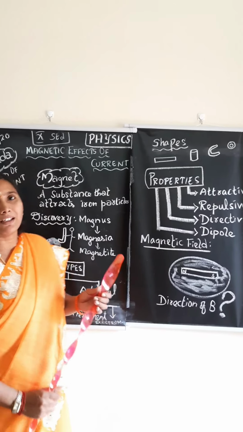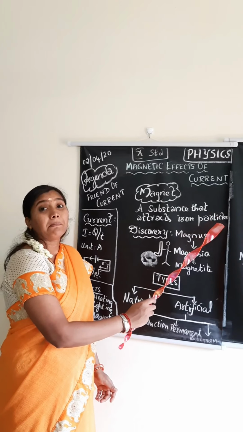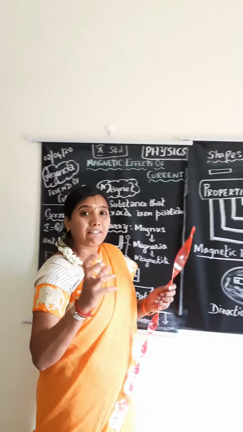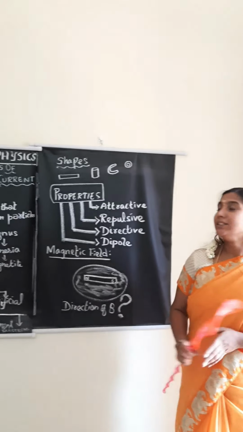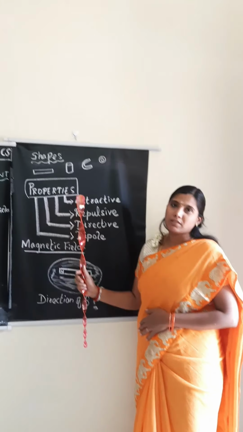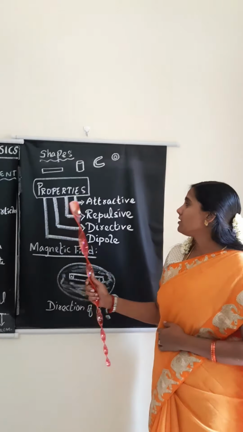So what is a magnet? We have already seen a substance that attracts iron particles. So a magnet has some properties. The next thing is we are going to see some properties. There are many properties, so we are going to see only some basic properties of a magnet.